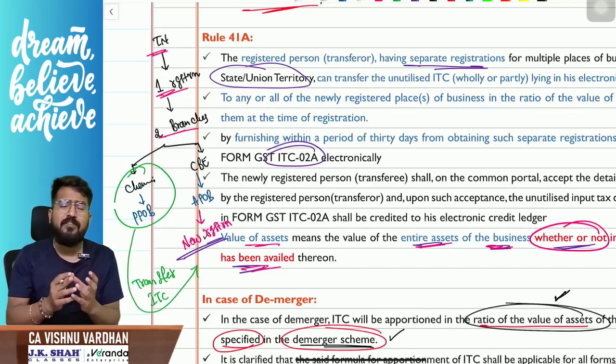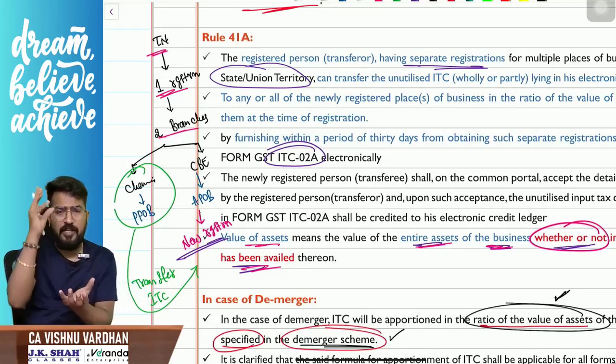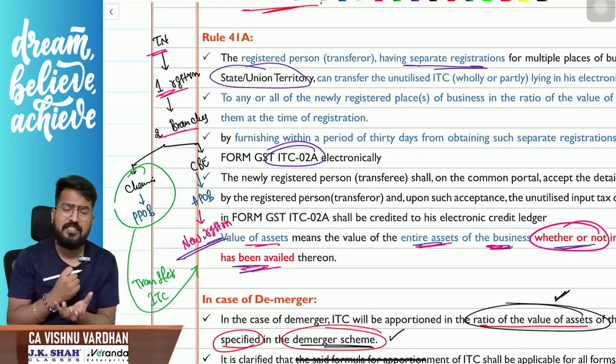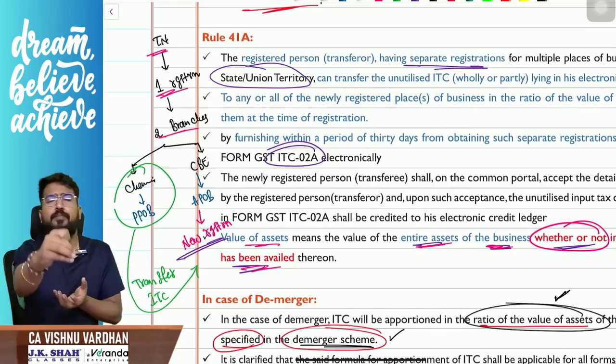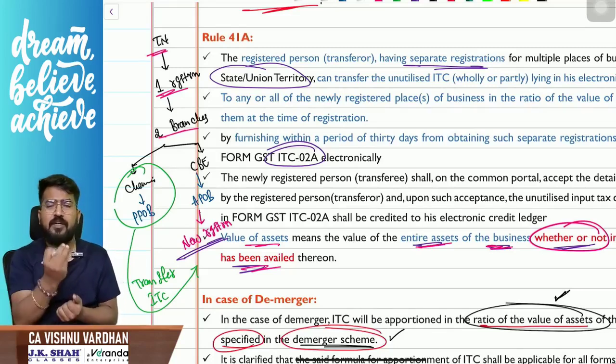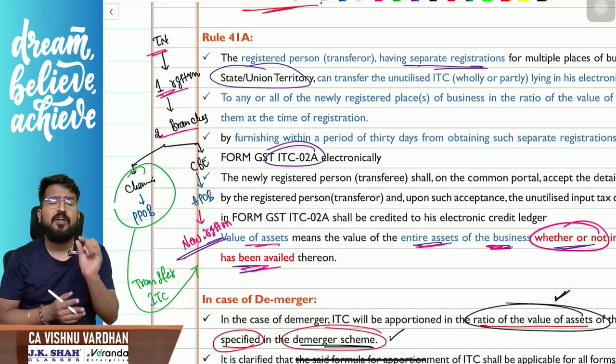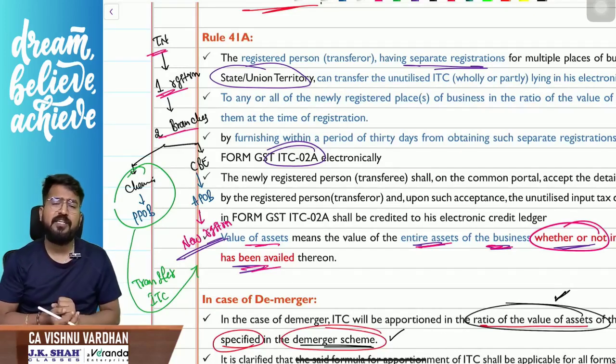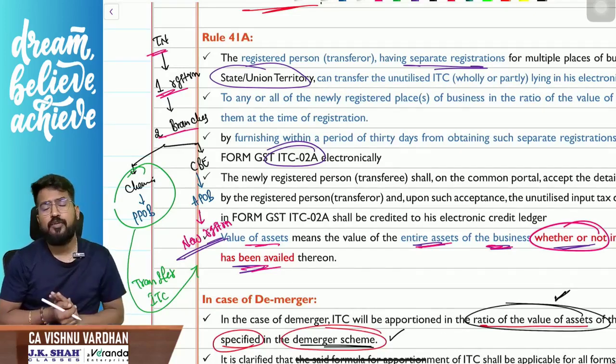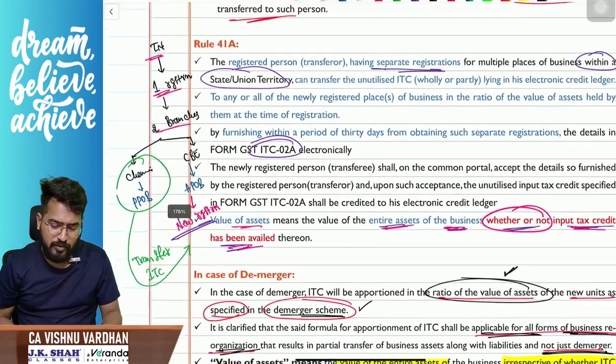Now what happened? For Coimbatore, I took a new registration. So whatever ITC is already lying in Tamil Nadu, the earlier old registration ITC balance, that I can now pass on to even the Coimbatore registration, a small amount. How much amount? With respect to the proportionate value of assets the Coimbatore branch is now having. So that is the option here.